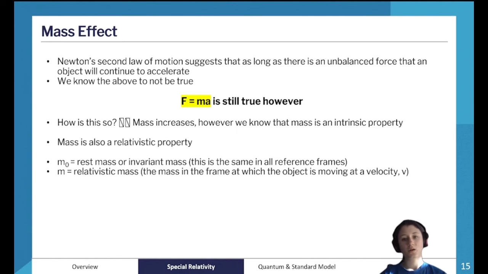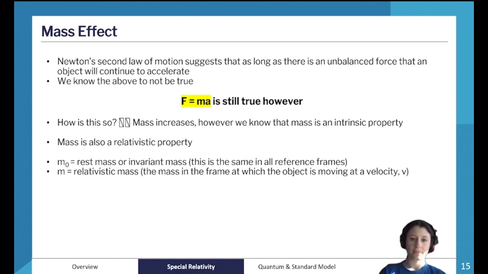So, the first one is the mass effect. So, if you guys remember from maybe year 9, year 10, something like that, Newton's second law, F equals ma, right?